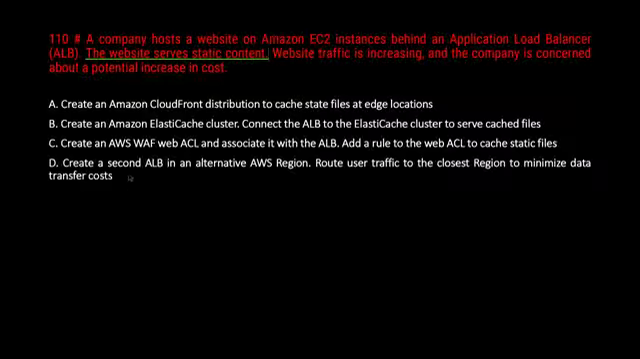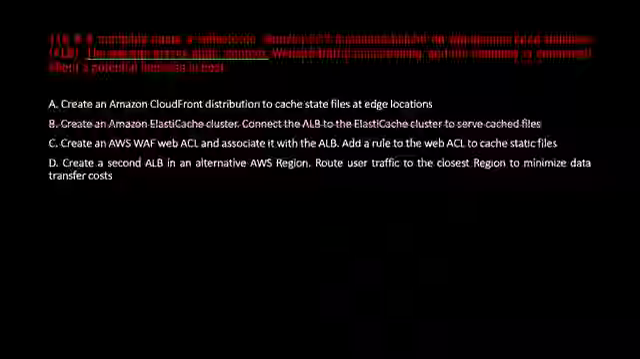Let's look at the options. Create an Amazon ElastiCache cluster. Connect the ALB to the cache cluster to serve cached files. So why would you do that? I mean, yeah, it makes sense, because if the users are accessing the same content they already accessed, instead of serving them from wherever the static content is stored, you can actually cache it. Then they will hit the cache instead of that. So that is one way to do it.